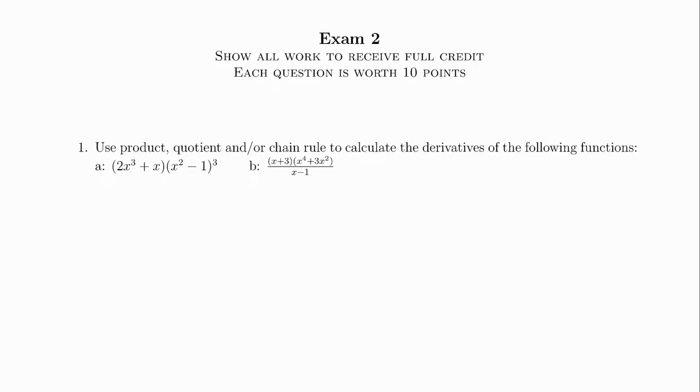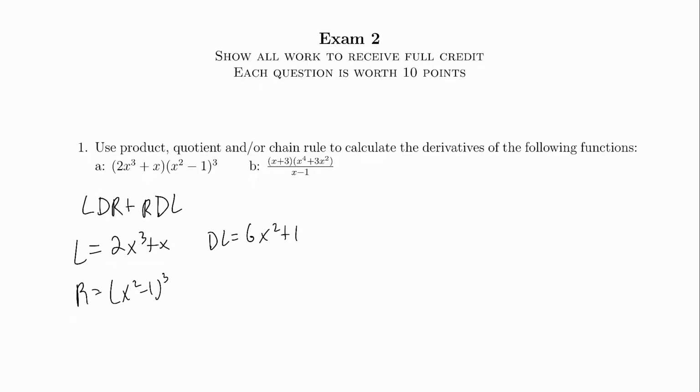Here on A we have two functions of x multiplied together, and if we see multiplication, that should say we use the product rule. So the product rule, of course, is LDR plus RDL. And here our left-hand thing is 2x cubed plus x. Our right-hand thing is x squared minus 1 cubed. So our DL, the derivative of this left-hand side here, is 6x squared plus 1. And DR, the derivative of this right-hand thing, here we have to use the chain rule, but we find 3 times x squared minus 1 squared times 2x.